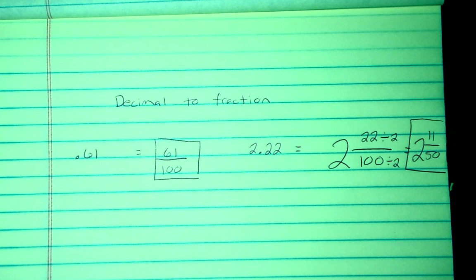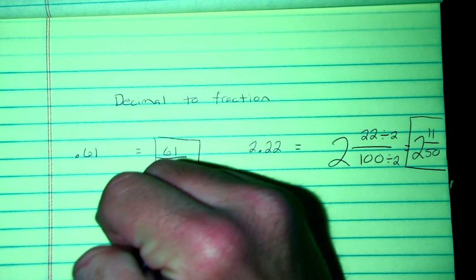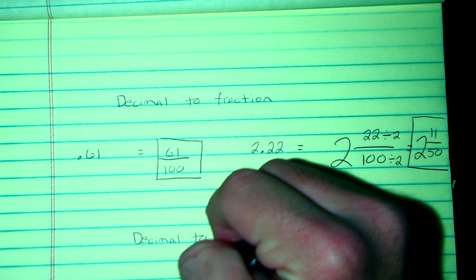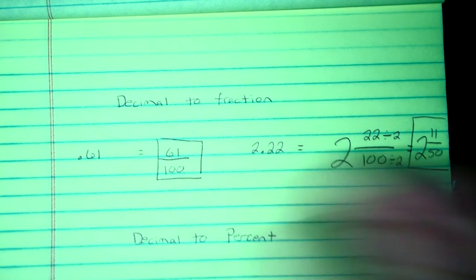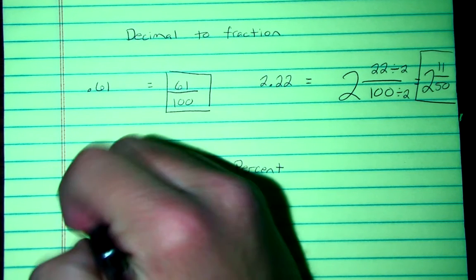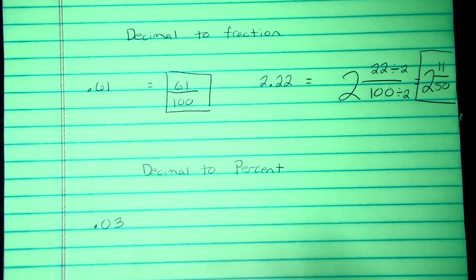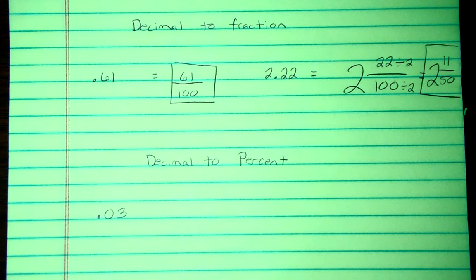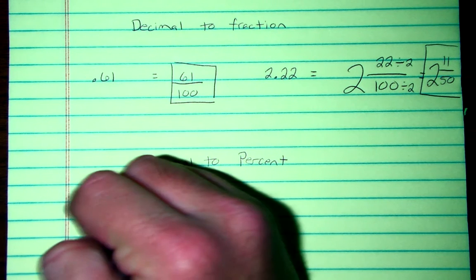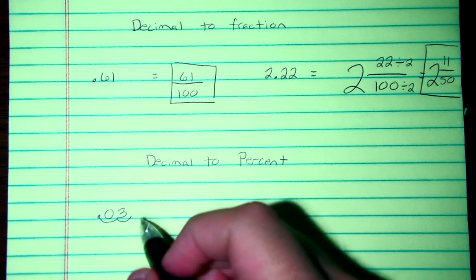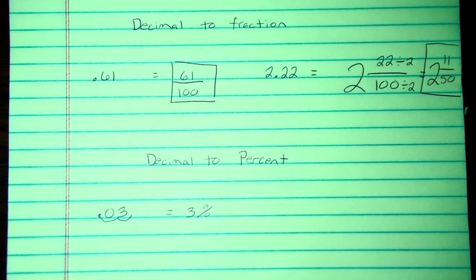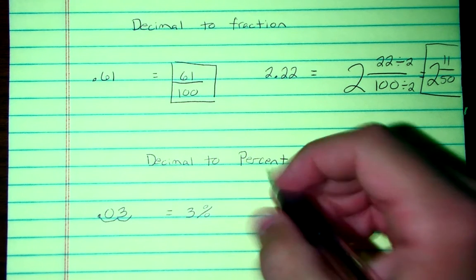Now let's say I want decimal to percent. Well, to convert a decimal to a percent, all you do is you take your decimal, move it 2 places to the right. 1, 2. Well, now you have 3%. That easy. What happens if you had this?